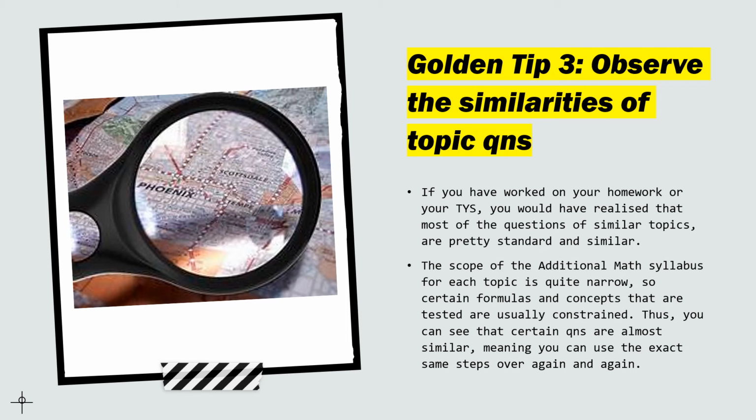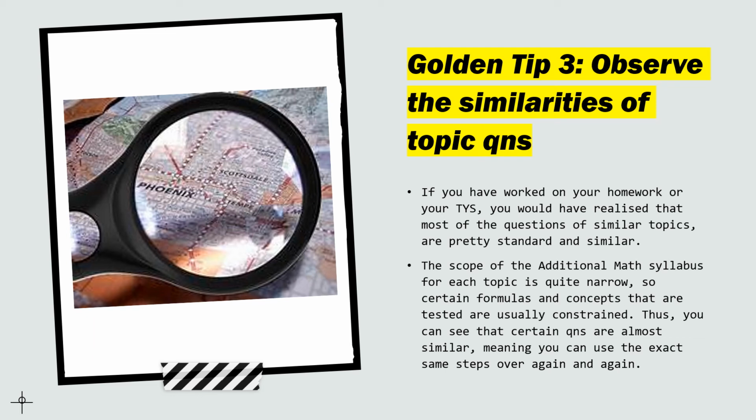This is because the scope of the additional math syllabus for each topic is pretty much narrow and limited. As we know, additional math is a subject that is taken by the GCE students, so it's brought down to secondary schools to give a head start for GCE. So the formulas and the concepts that are being taught and tested are usually constrained. That's why you're able to see that some of the questions in your exam papers are pretty much similar.